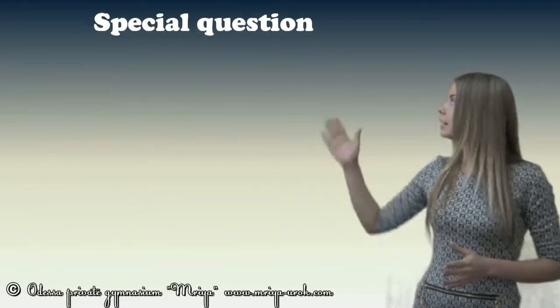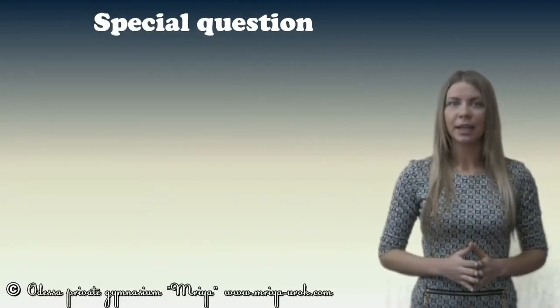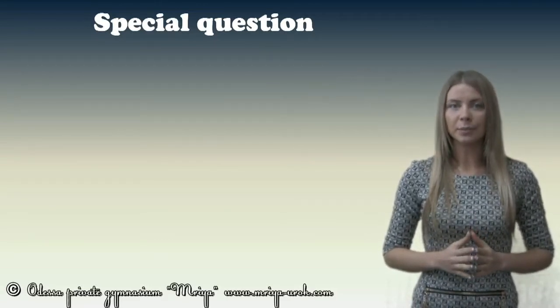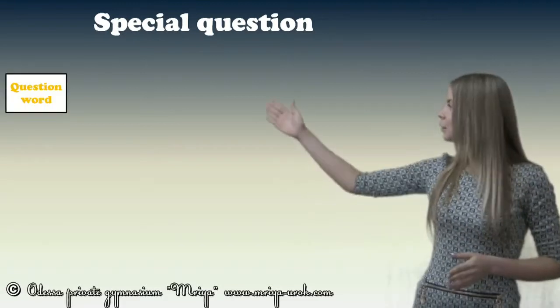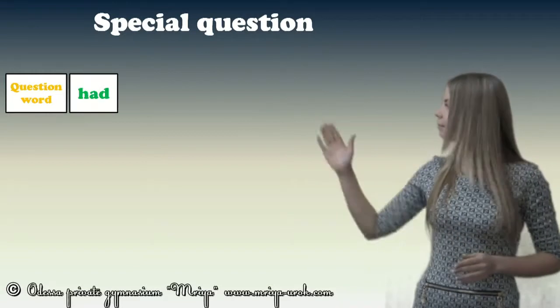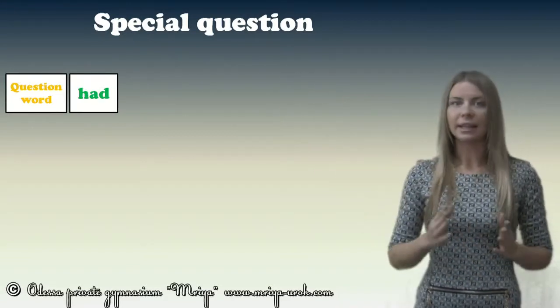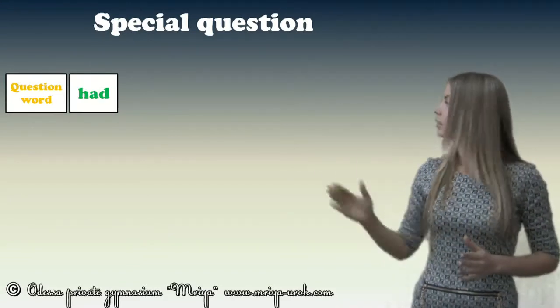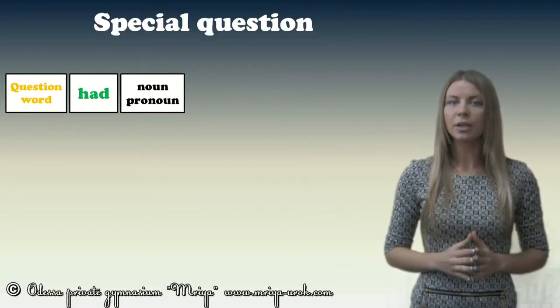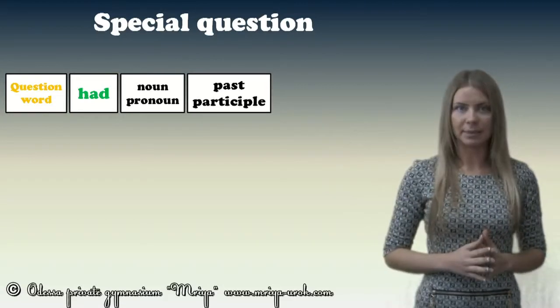How do you form a special question? In order to make a special question, we have to put our question word on the first position. On the second position, we have to put had. Then we have to put our noun or pronoun. And after that, we put past participle.